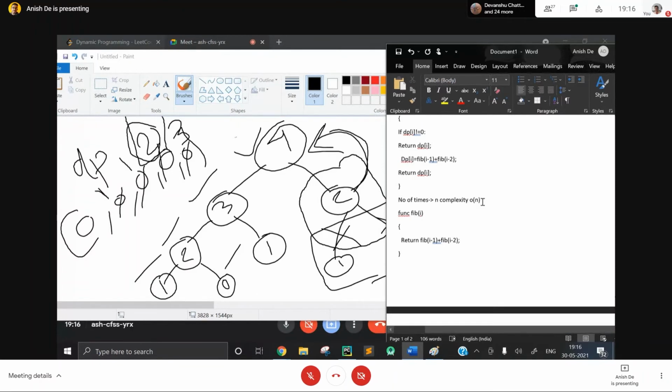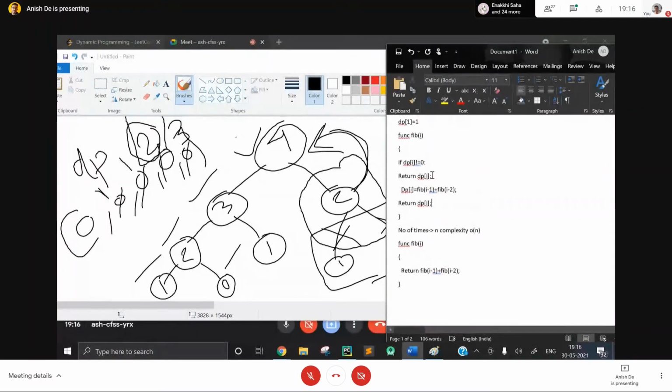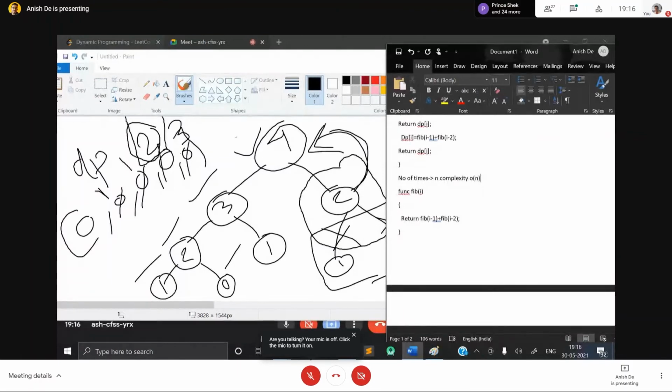O of n. Another way you can visualize that time complexity will be O of n is that you are calculating the answer for dp, means the answer for i, only once. Once you are calculating dpi, it is getting stored. So next time you are not calculating for the ith number. So for every number you are calculating the answer only once. So for n numbers you will calculate the answer n times, isn't it?